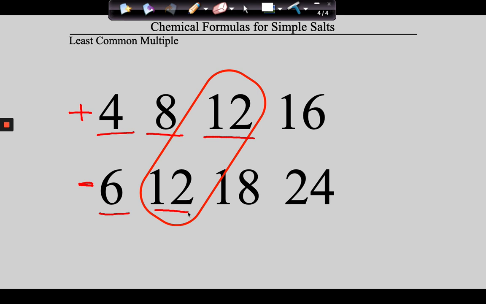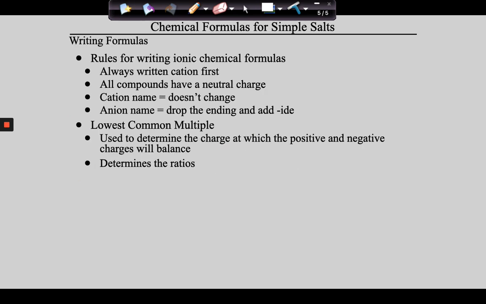So guys, the bottom line is this. We worry about the least common multiple because it's used to determine the charge at which the positive and negative charges will balance, and this determines the ratio of elements in the compound.